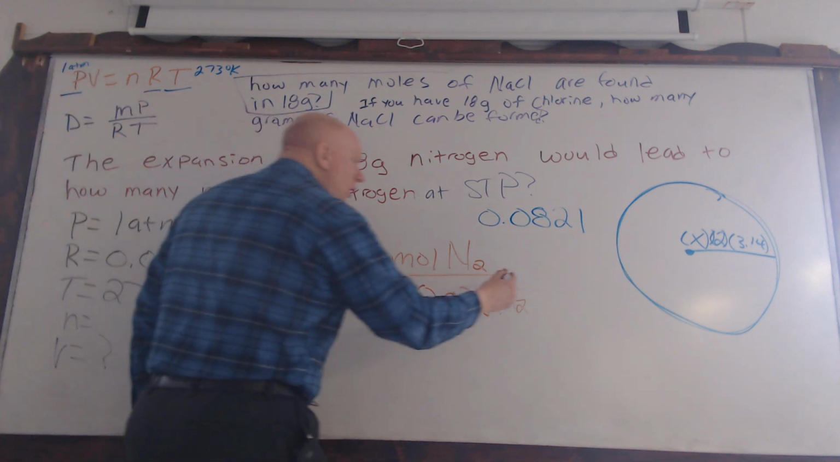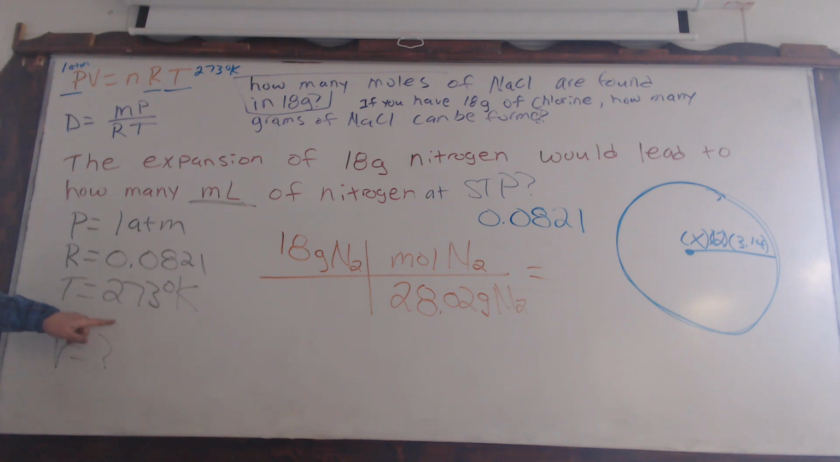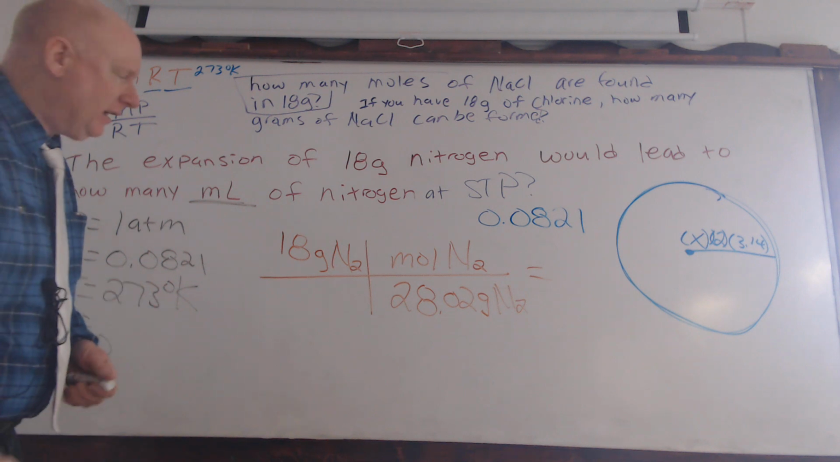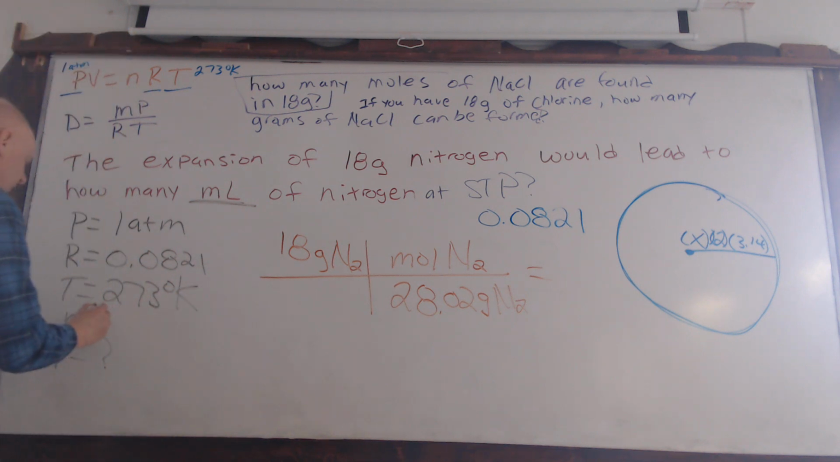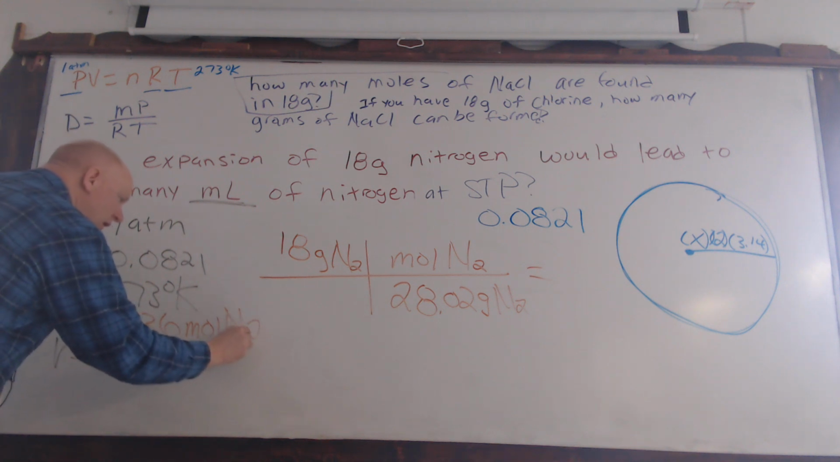Now that you solved your moles of nitrogen, we can place that in there. So that means 18 divided by 14. Oop, I almost did it myself. 18 divided by 28.02. That gives us 0.036. So 0.036. That's moles of N2.